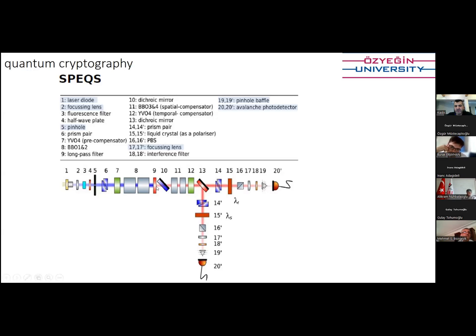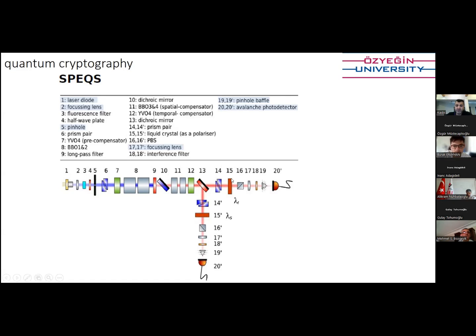780 nanometer signal photons go this path, reflected, and 842 nanometer idler photons go this path. Then you just look at the polarizations of these photons, do some polarization analysis, and you can violate the inequality.